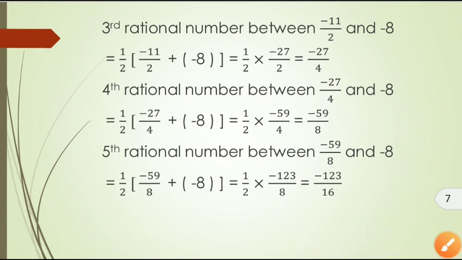So this is the method how to find the 1, 2, 3 or 5 rational numbers between two given rational numbers. So your exercise ends here, but you have to solve all the remaining questions. At least try to solve all the remaining questions.